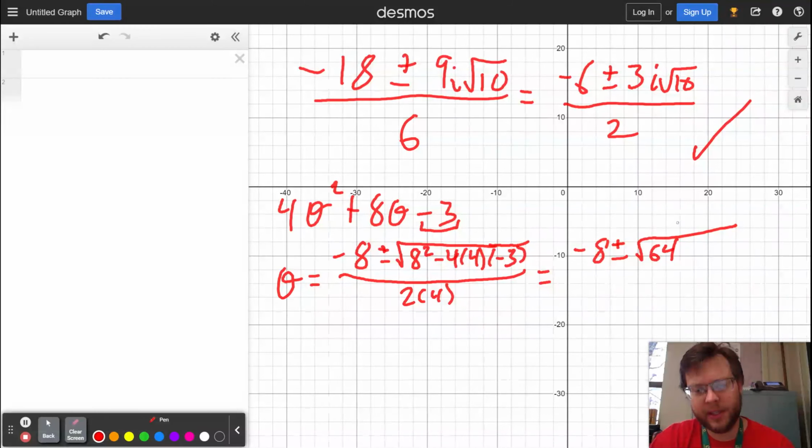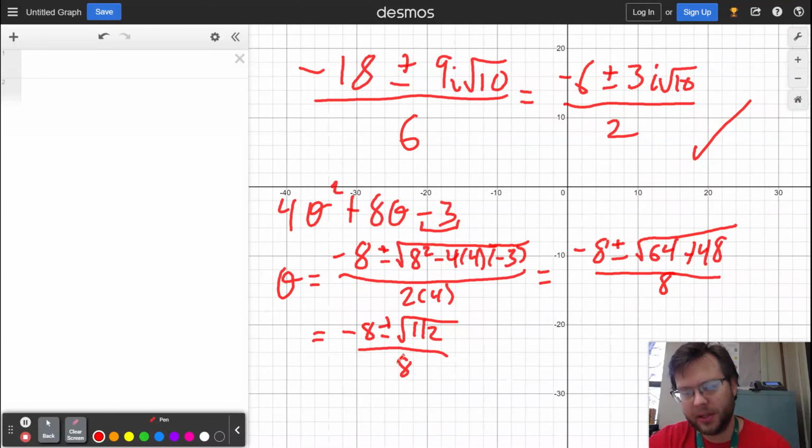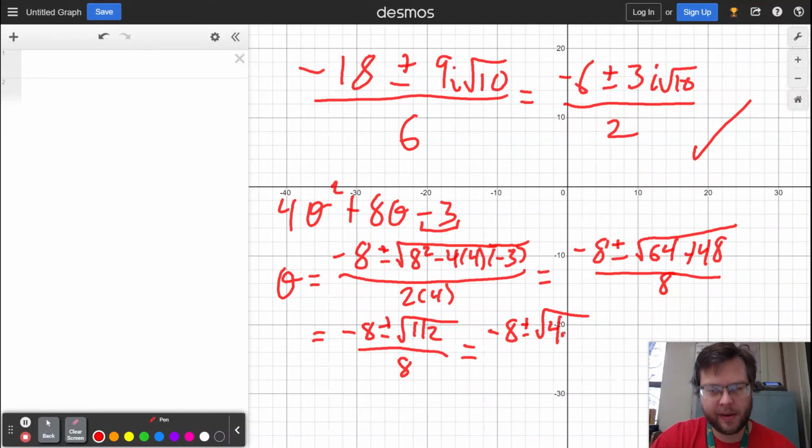4 times 4 is 16, and then 16 times 3 is 48. Like so. 2 times 4 is 8. So theta is negative 8 plus or minus, that'll be 112. Let's see. What goes into 112? I think the best is just 4. I could be wrong. So let's see. 4 times 25 would be 100. So I got 3 more 4s. So 4 times 28. Looks like I could have actually pulled out a 16.